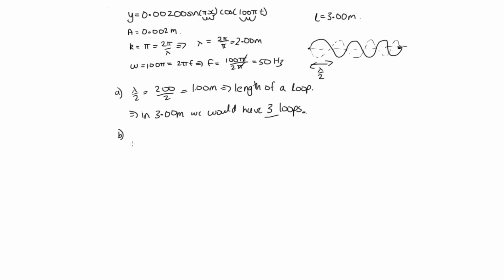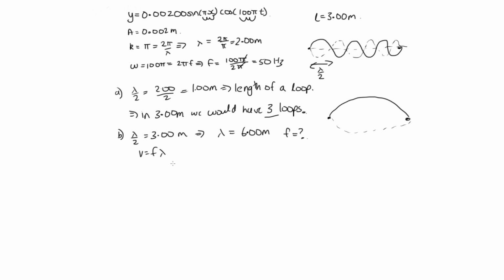Part B then says, what is the fundamental frequency of vibration of the wire? Okay, so for the fundamental frequency, we just have the one loop. That will be the lowest frequency for which we'll get a standing wave pattern. So if we've got one loop, we know that λ over 2 is equal to 3 meters. So that tells us that λ is equal to 6 meters. So we've got λ, and what we're asked to find is the frequency. So we can use v equals fλ.